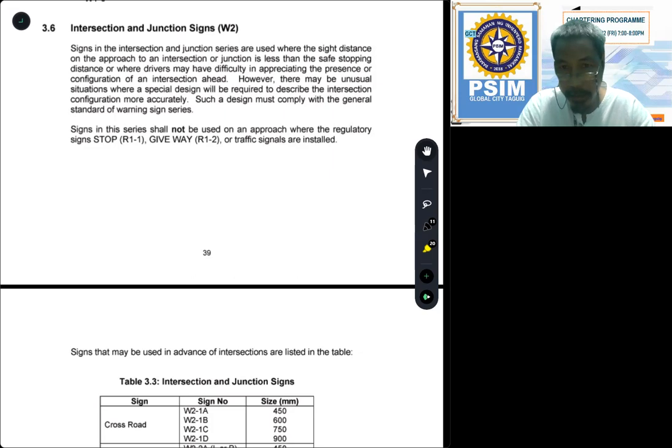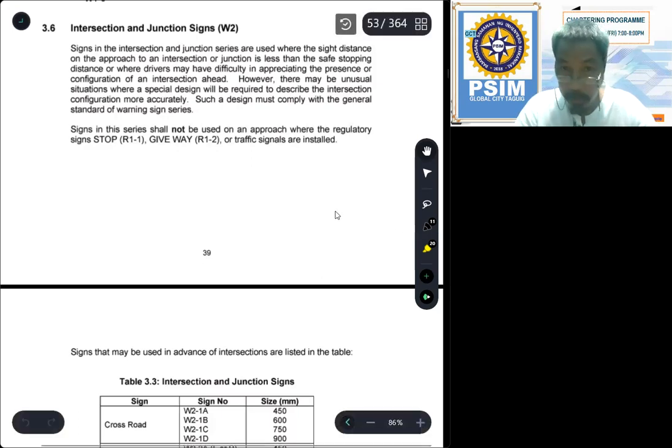Signs in this series shall not be used on approaches where the regulatory signs stop, give way, or traffic signals are installed. Priority signs: stop and give way. Think of it, R1-1 and R1-2. Those are priority signs, regulatory signs.